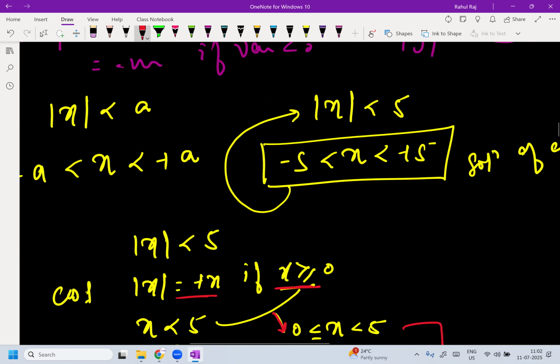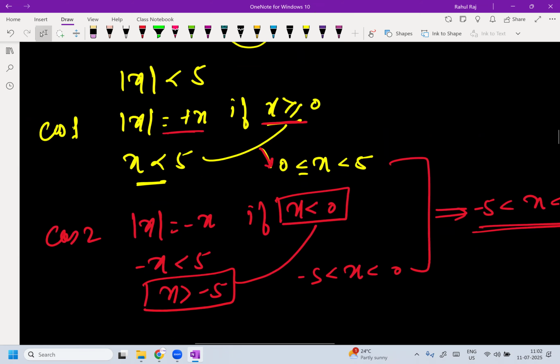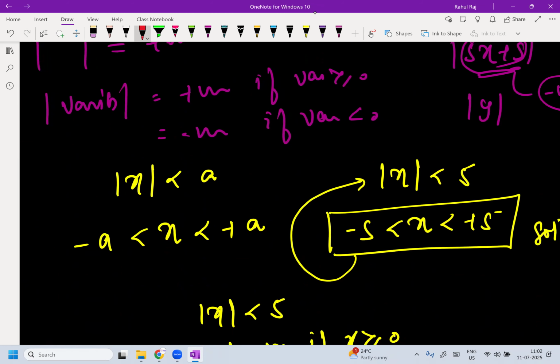There is no ambiguity at all. It's all about how you take it. So you don't have to solve so much. Mod x less than 5 means x lies between negative 5 and positive 5. End of story. Mod x less than a means x lies between negative a and positive a.